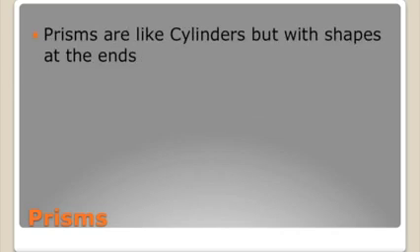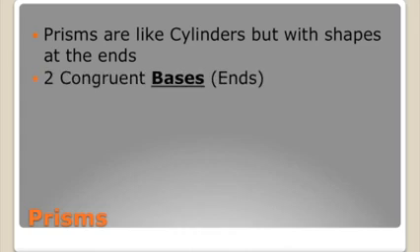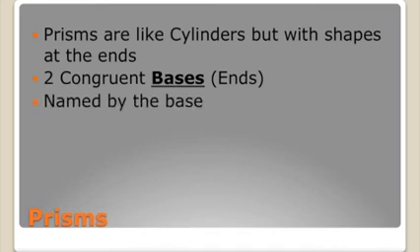Prisms. Well, what exactly is a prism? A prism is basically like a cylinder, but it has shapes at the ends. Whereas you have a soda can that is long with two circles at the ends, this has different shapes. It has two congruent bases, which are the ends. For the soda can, it would be the two circles at the ends, and here it's just the shapes. And it's named by the base.